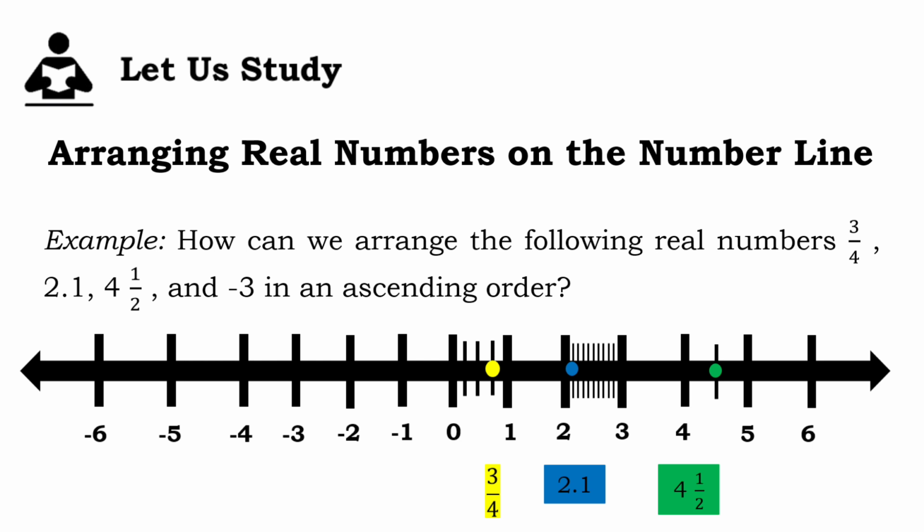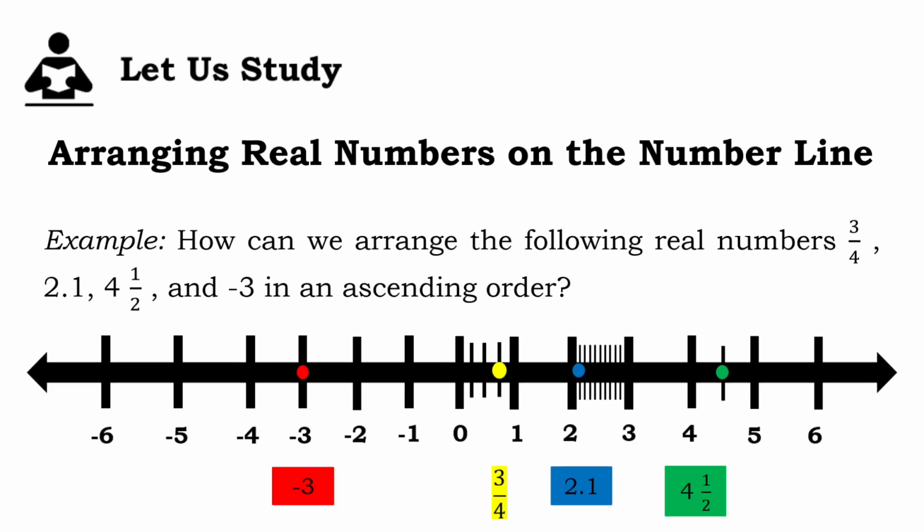And lastly, we have the -3. So all you have to do is to find -3 on the left side part of our number line. And right there, we have the -3, the one that is the color red.